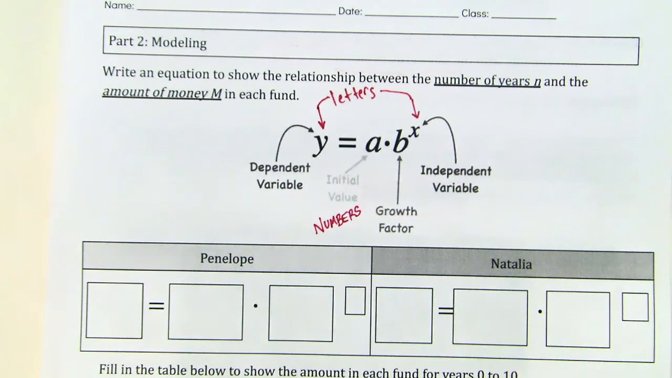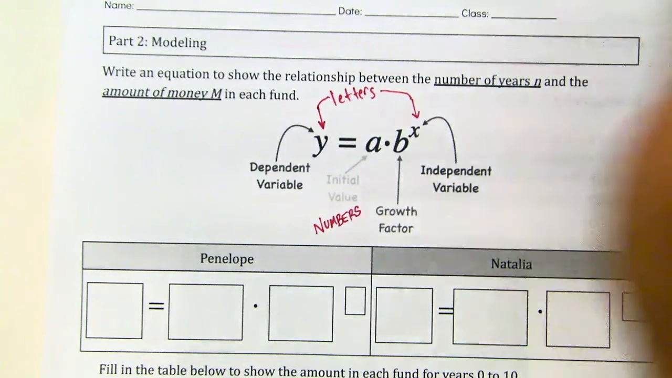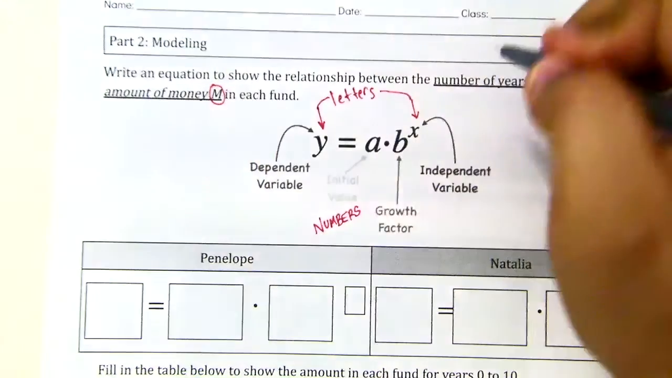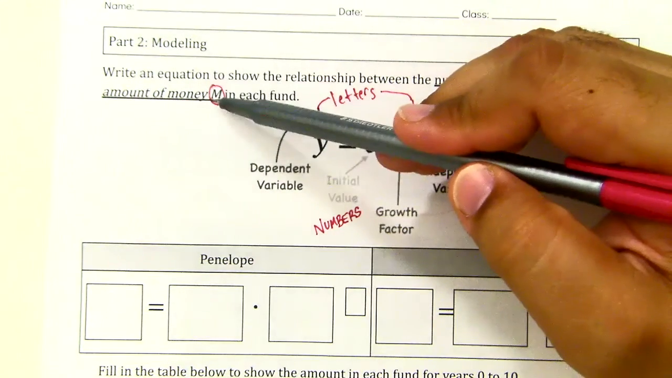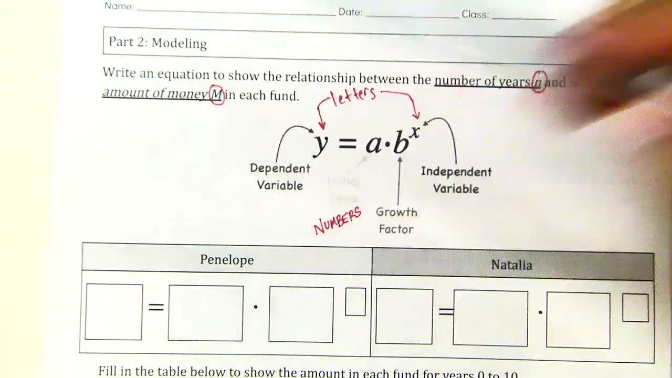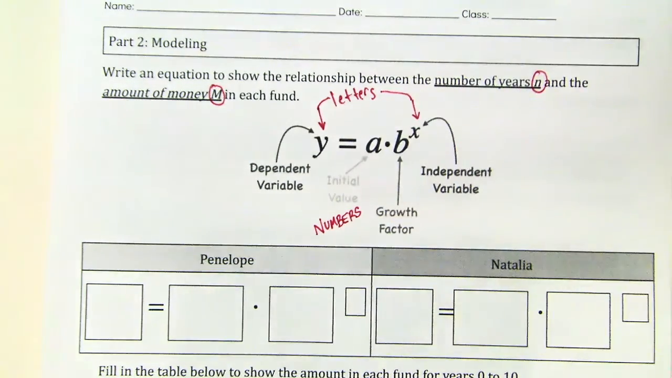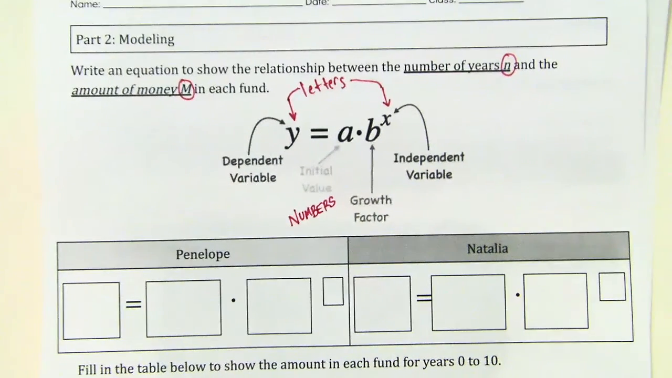Now, to figure out which letters go where, remember, I need to figure out which variable depends on the other one. So I have two variables, M and N, right? M is the amount of money, N is the number of years. So does the amount of money in the account depend on how many years have passed, or does how many years that have passed depend on the amount of money in the account? Right? Only one of those ways makes sense. I'm going to give you the first one. You're going to come up with the next one yourself, right? If you think you know how to do it, do that yourself first before I show it to you.